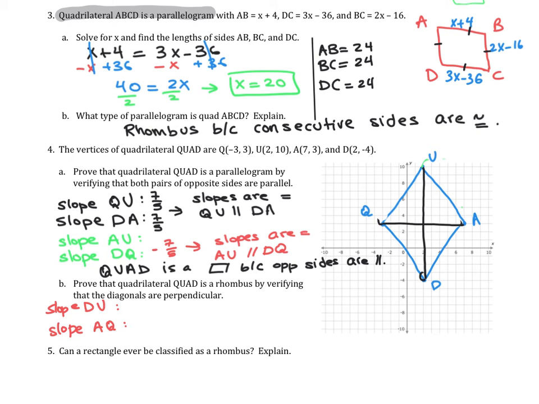So I can tell that DU is a vertical line. So the slope of a vertical line is undefined. And AQ is a horizontal line, so the slope is 0. Now remember, every time you have a vertical and a horizontal line, they are bound to create a 90-degree angle between them. So that means that DU is perpendicular to AQ, and that means then QUAD is a rhombus because diagonals are perpendicular.